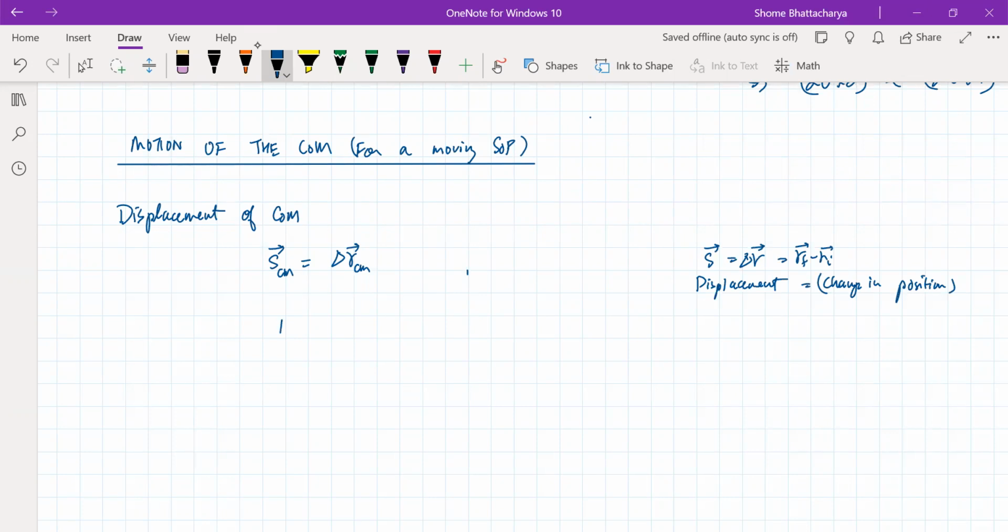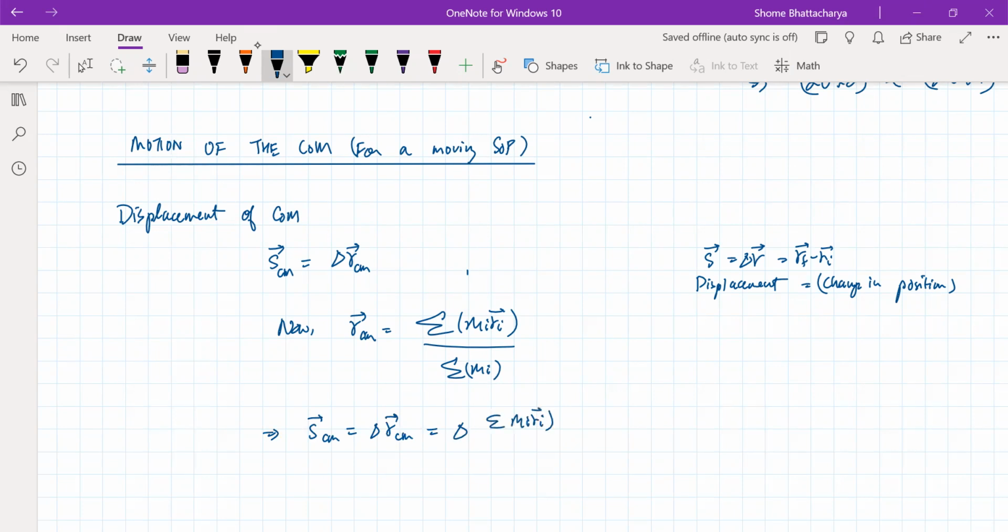Now we know that center of mass's position is given by this summation formula for a many particle system. So displacement of center of mass, which is change in position of center of mass, will become delta of summation mr divided by summation m.